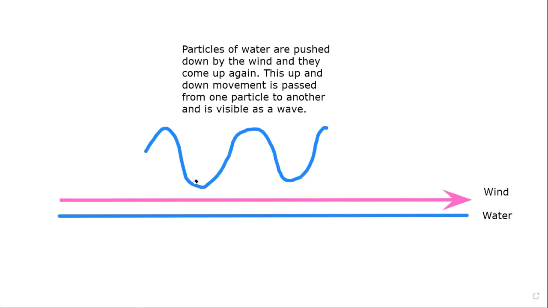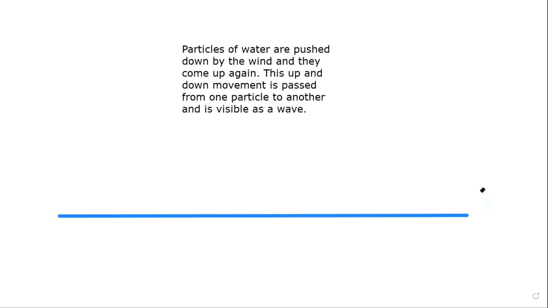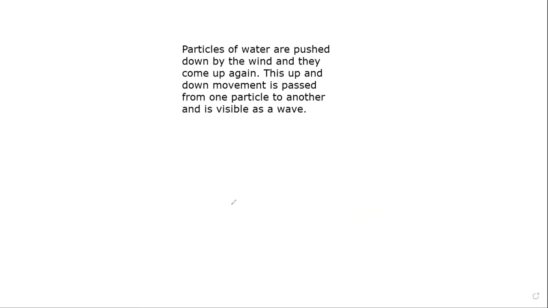Now we'll read this once more so that we can try to make out the meaning. Particles of water are pushed down by the wind and they come up again. Now forget about water for some time. Just think of some sort of a metal or any sort of a hard object. This is denoting the hard object. You can take a metal rod for your reference. Now I'm going to apply some force from top normally, that is perpendicularly, over here. What do you think will happen at this particular point where the pressure is being applied?